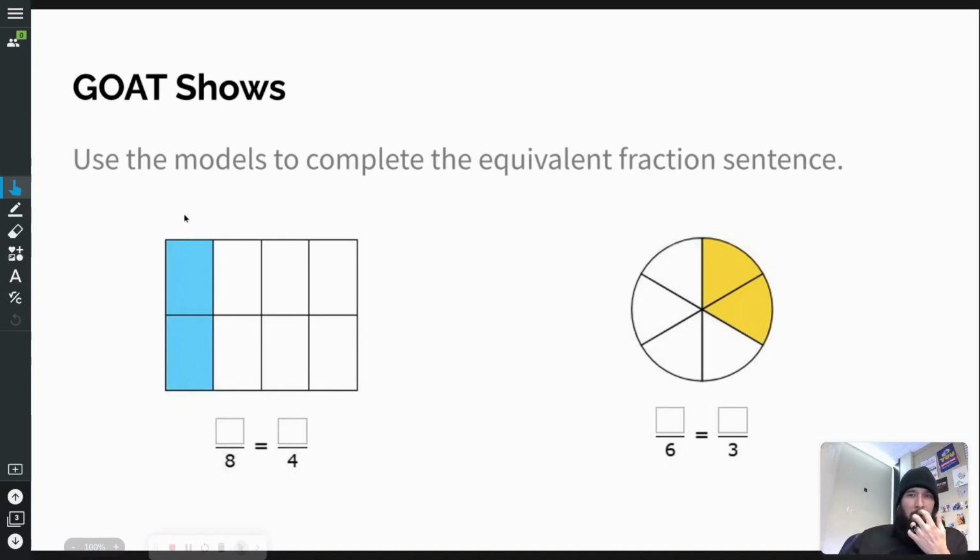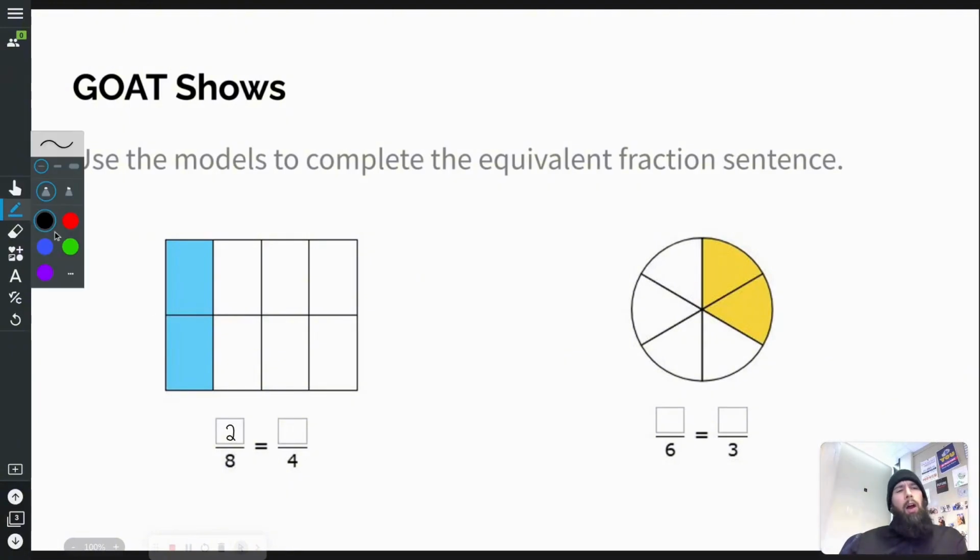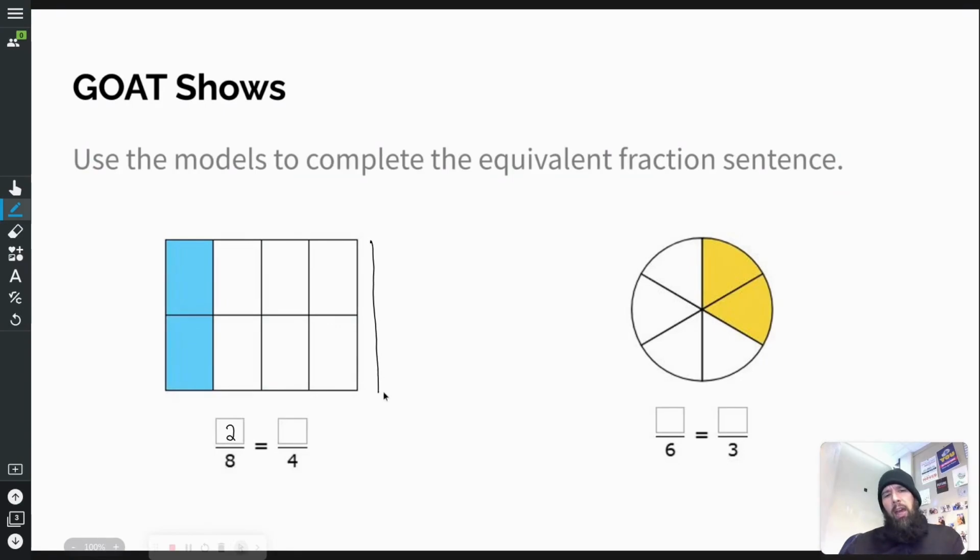Use the models to complete the equivalent fraction sequence. All right, so first, I'm giving you something out of 8. I have 1, 2, 3, 4, 5, 6, 7, 8 total equal parts. 2 of them are shaded. So that's going to be 2/8. Now, how can I represent this as something over 4? Well, if I wanted to do a picture of it, I'm going to try to draw the same exact size picture. And if you saw my previous videos, you know how terrible I am at drawing things.